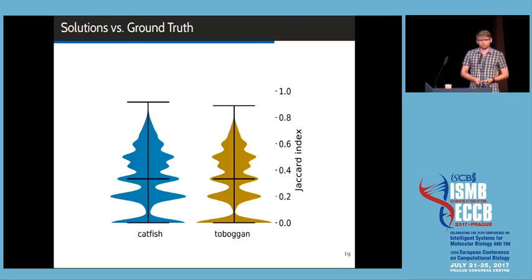And when we didn't find the ground truth, and when the catfish heuristic also didn't find the ground truth, we looked at the Jaccard index, so the distance to the ground truth, and we can see that they look really similar, so there seems to be the same amount of information missing for both algorithms to recover the ground truth that might not be covered by the flow network.